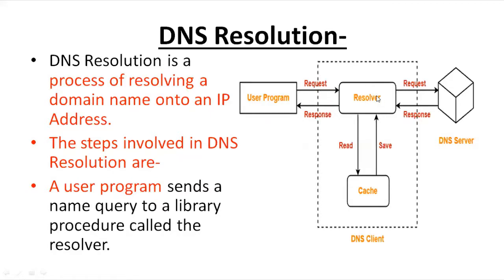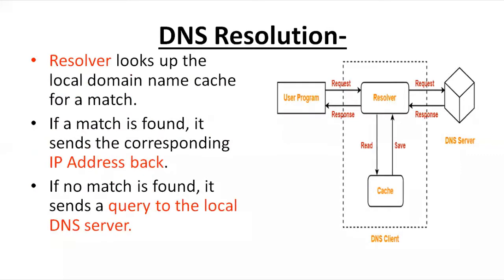After that, the resolver is there, then a DNS server, and then a cache memory. Here, the user program sends a name query, in this case www.google.com, to the library procedure, which we call a resolver. What is a resolver? The resolver looks up the local domain name cache for a match, that means verifying the name matching in the cache.